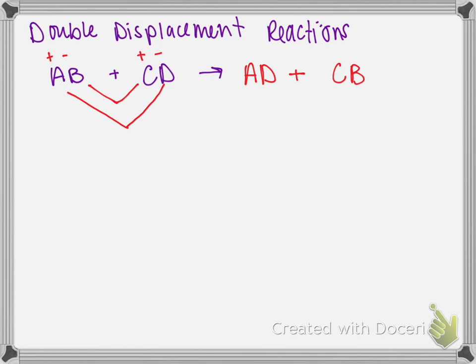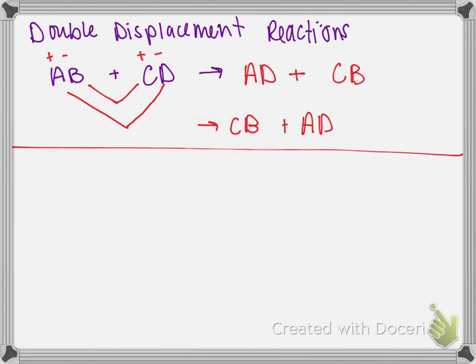Does it matter if I would have written it like this? CB plus AD. Does it make a difference the order in which I write my products? It does not, as long as they're paired with the correct thing. Okay? So today we're going to practice that. We're going to practice knowing our reactants, but not knowing our products, right? Predicting our products. So I need you to have a cation or an anion ready when I call on you. You're going to give me either a cation or an anion, and we're going to build a reaction here, okay?